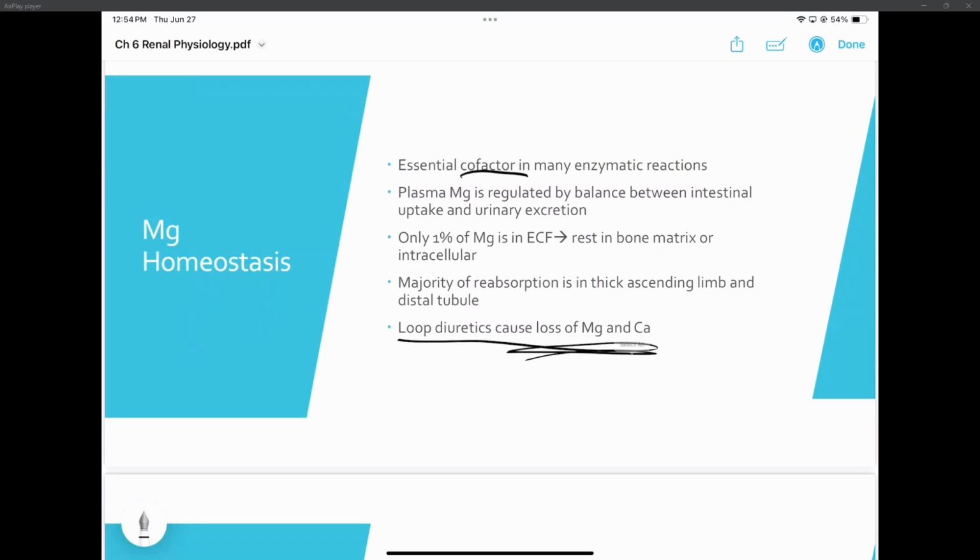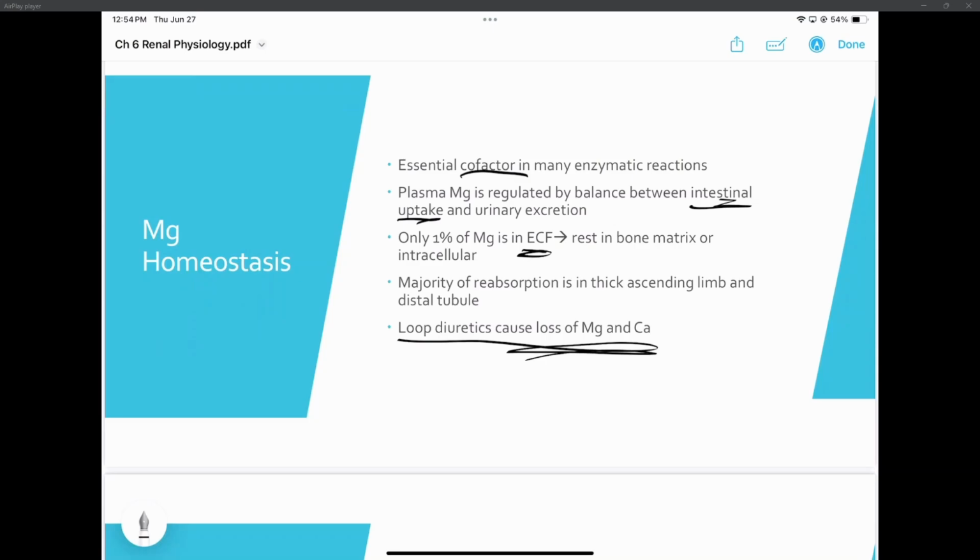Plasma magnesium is regulated by the balance between intestinal uptake, so what are we getting from our food that we're eating? That's the only way we can get magnesium. Our body doesn't produce it. You have to eat it. And how much we excrete. If they match, our magnesium levels are constant. If they don't, then you start getting some abnormalities. Only 1% of magnesium is actually in our extracellular fluid. The majority of it is going to be in the cells or in the bone.